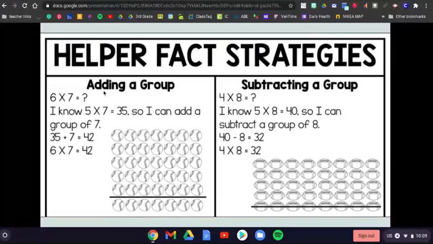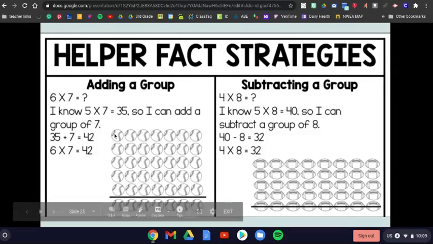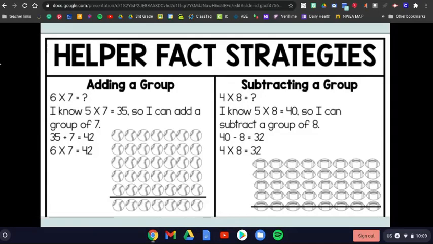On the left, it says adding a group, and the example says, I need to know what 6 times 7 is. I don't know what 6 times 7 is, but I do know what 5 times 7 is, and 5 groups of 7 is 35. So I'm just going to add an extra group of 7 things because I have 5 groups and I need to get to 6. So they drew an array. You can't see it. They drew an array showing 5 times 7.